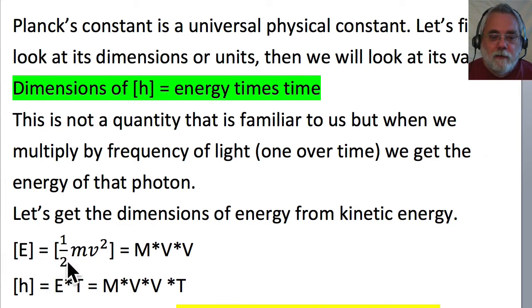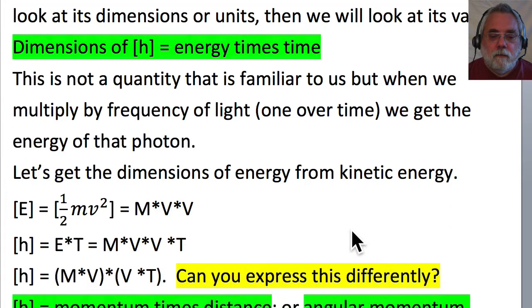Kinetic energy is 1/2 mass times velocity squared. The 1/2 is just a number, it has no units, so the units of energy are mass times velocity times velocity. And the units of Planck's constant are energy times time, so mass times velocity times velocity times time. We can group this as mass times velocity times velocity times time. If you know a little physics, think about this and see if you can express these differently.